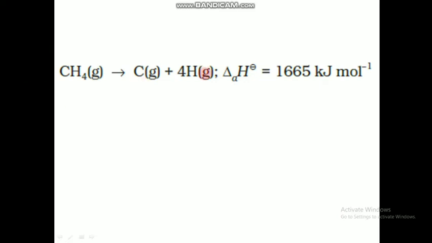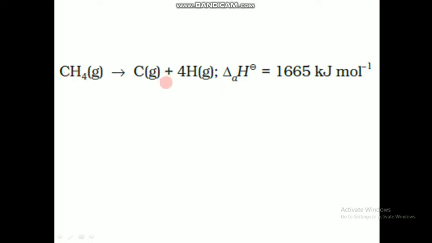Another example for enthalpy of atomization is where methane becomes C plus 4 moles of hydrogen. So 1 mole of methane, CH4, breaks its bonds to form carbon gas and 4 moles of hydrogen. All of them are in the gaseous state, and the enthalpy of atomization is 1665 kilojoules per mole. There also it is a positive value, hence it is an endothermic reaction. And it is not a diatomic molecule, it is a polyatomic molecule. It is not just 2 atoms present.